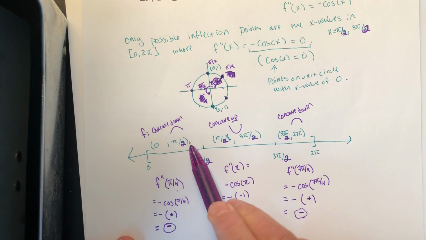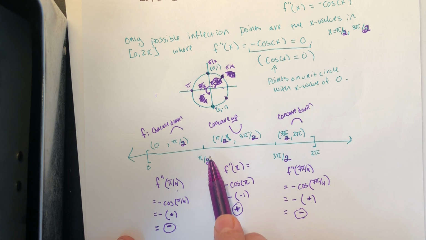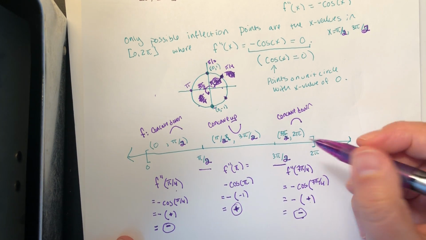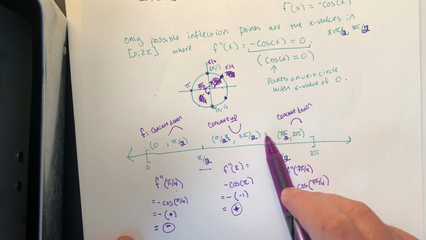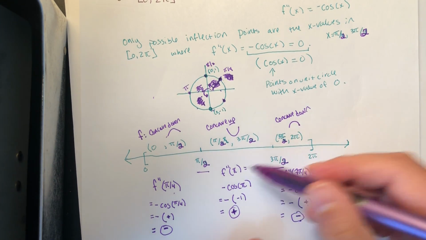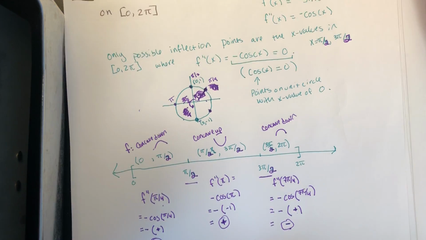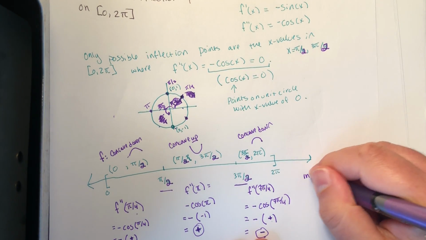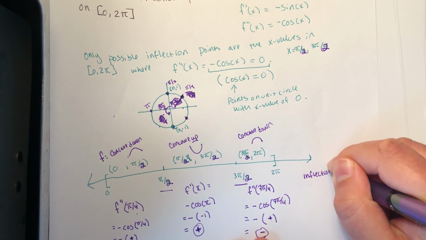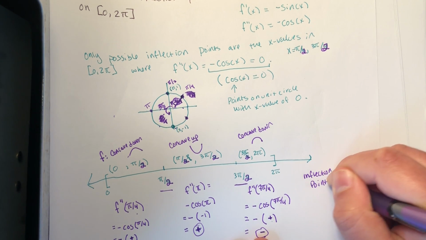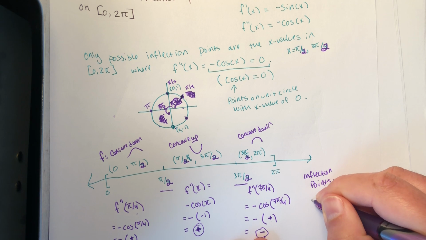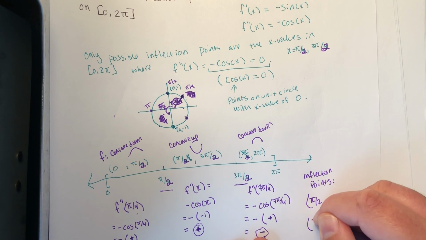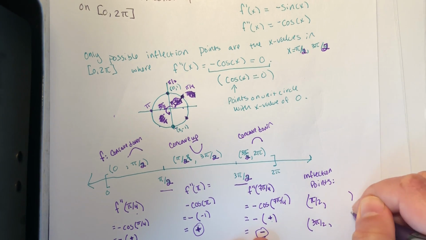And so your function does indeed change concavity at pi over 2 and at 3 pi over 2. The concavity changes from down to up, and then again from up to down, at pi over 2 and at 3 pi over 2. So we have inflection points at pi over 2 comma something, and at 3 pi over 2 comma something.